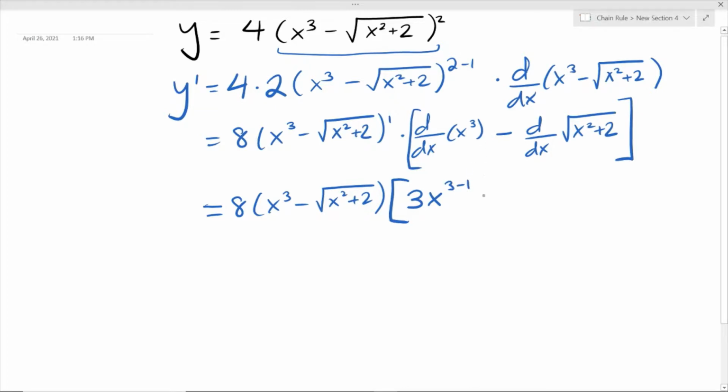Subtract 1 from this 3. And we basically use the power rule. We don't have anything really inside, it's just this x, so we don't really need to use a chain here. But here we will need to.